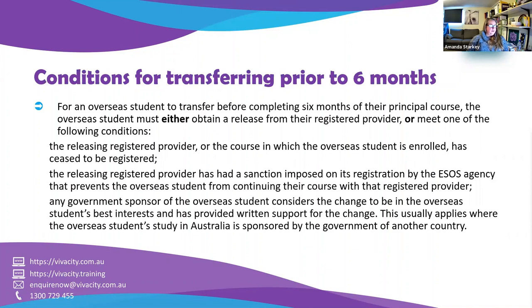The releasing provider or the course in which the student enrolled has ceased to be registered. So that course no longer exists. The student can't undertake the course because it's been superseded or deleted from the National Register. The releasing registered provider has had a sanction imposed on its registration by the ESOS agency that prevents the overseas student from continuing their course with that registered provider. So ASQA or another ESOS agency has suspended that course or applied some other form of sanction or cancellation to the provider so they can no longer deliver that training.